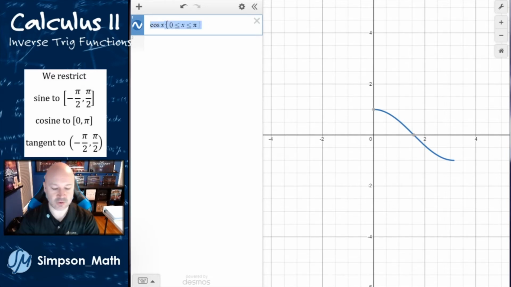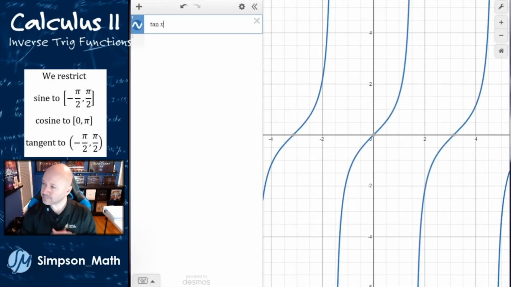Let's take a look at tangent real quick. Lots of problems here. I'm going to fail the horizontal line test. Now, I think here I'll go from negative pi halves to pi halves again, but there's a problem at negative pi halves. I could include it in my domain for sine because it's an actual point, but tangent has problems at pi halves and at negative pi halves.